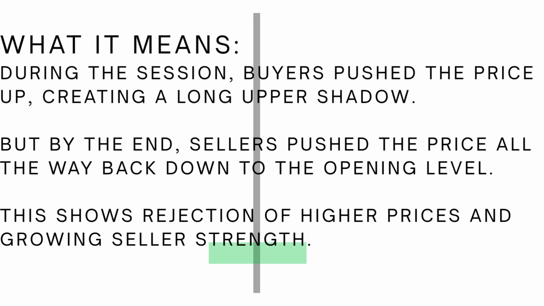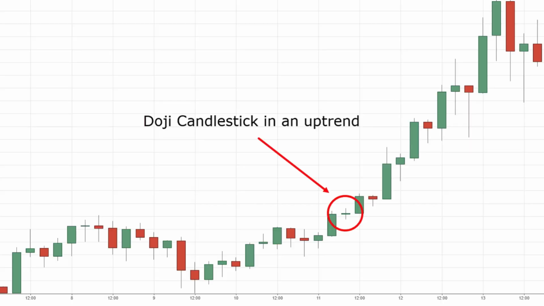What it means: during the session, buyers push the price up, creating a long upper shadow. But by the end, sellers push the price all the way back down to the opening level. This shows rejection of higher prices and growing seller strength. Long-legged doji. The long-legged doji is a candlestick pattern that shows extreme market indecision.